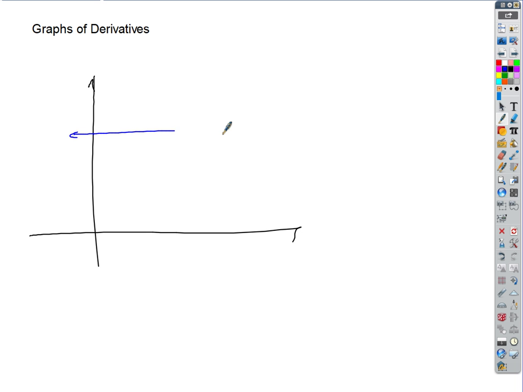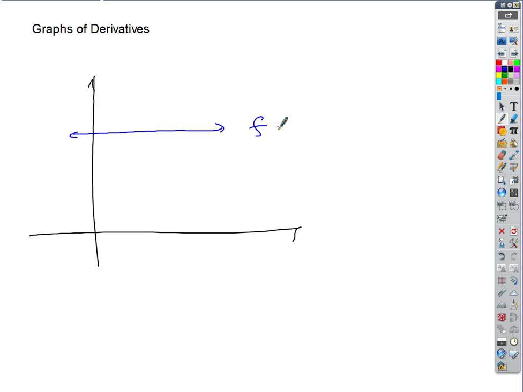Graphs of derivatives, the skill I want you to develop is to be able to recognize, if I give you a function, what the graph of the derivative would look like, and if I give you a derivative, to recognize what a possible version of the original graph could be. Okay? So let's try this. I'm going to graph a function in blue. This will be f. I want you to think, don't say it out loud, what's the graph of the derivative function going to look like?